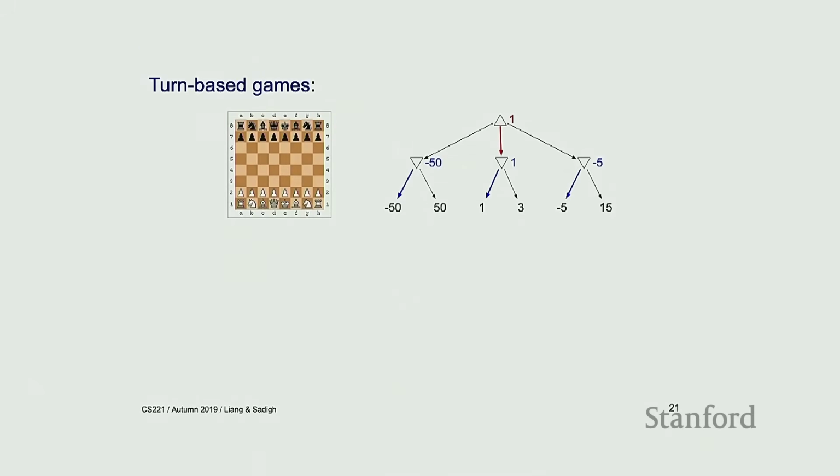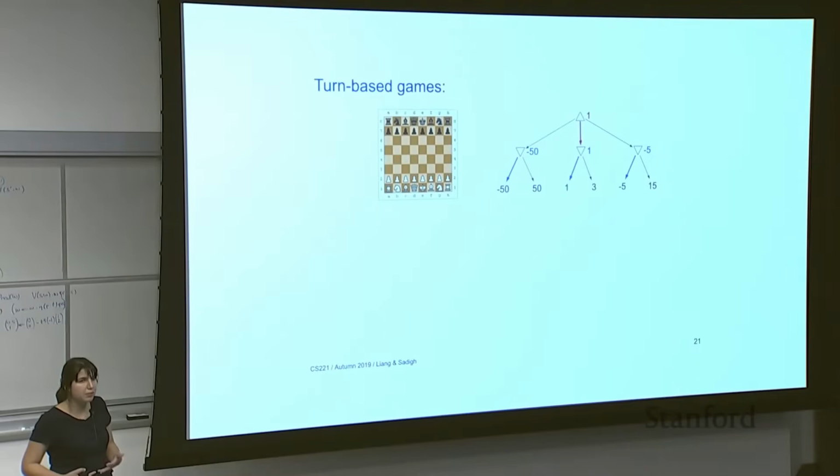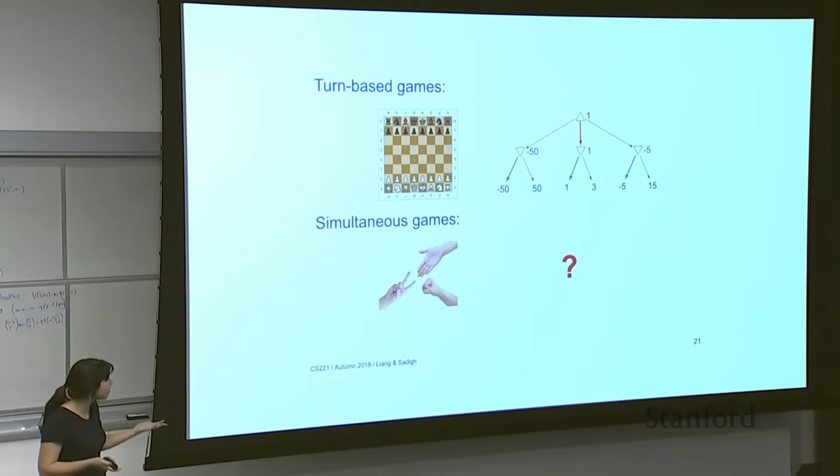Okay, simultaneous games. So far we have talked about turn-based games like chess, where you play and then the next player plays. Minimax strategies seem to be pretty okay when it comes to solving these turn-based games. But not all games are turn-based. An example is rock, paper, scissors. You're all playing at the same time. Everyone is playing simultaneously. The question is, how do we go about solving a simultaneous game?